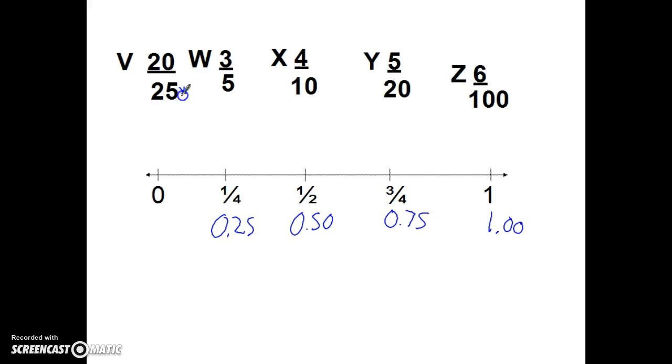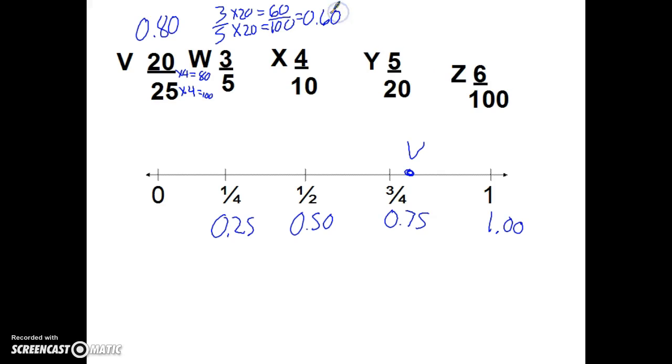So to get this one to be 100, I'm taking it times 4 equals 100 on the bottom. So 20 times 4 equals 80, 80 hundredths, so this is 0.80. So V is going to be somewhere about here. 3/5, what do I have to take it times to get to 100? Times 20, so 3 times 20 is 60. 60 hundredths is equal to 0.60. So W is about right there.